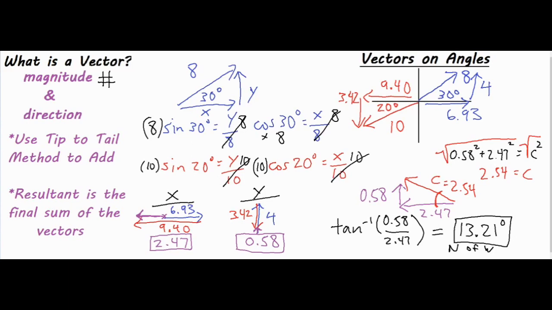So providing that final detail of north of west would be a final detail that you may need to add because you don't know if that 13.21 degrees is some different angle. Is it the angle above this vector? Is it going to be the one below it? You're not quite sure unless you add this final detail to it.